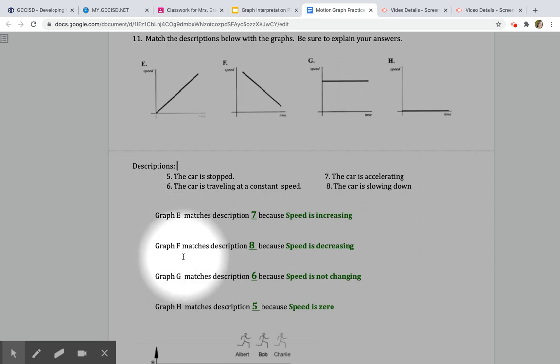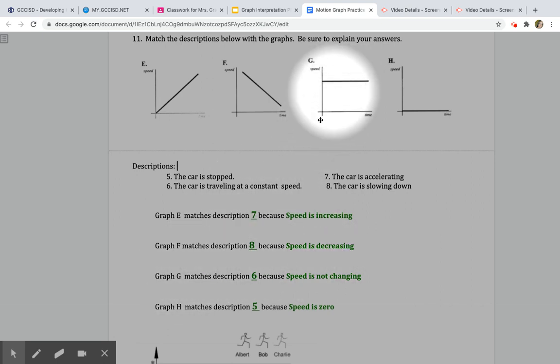Graph F matches the description. Here's graph F. Description 8, the car is slowing down. You see we have a different type of line. It is slowing down, it is more narrow. So the speed is decreasing.